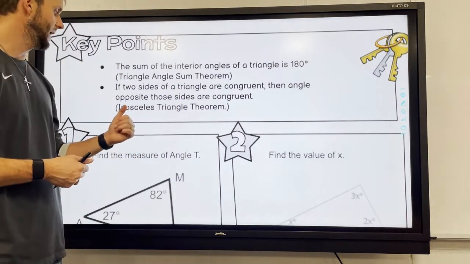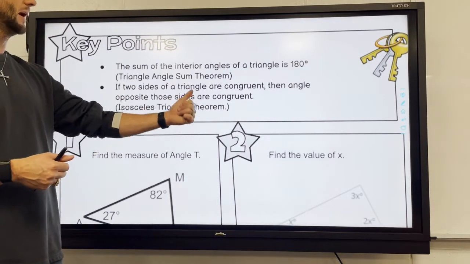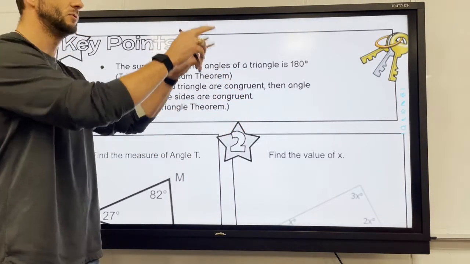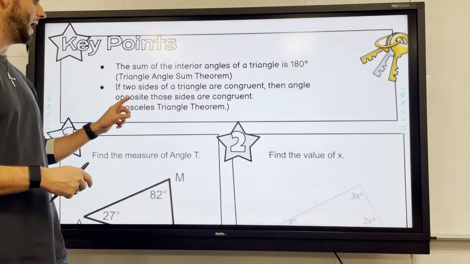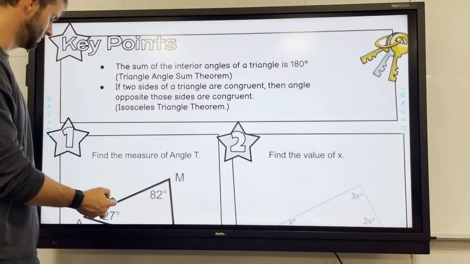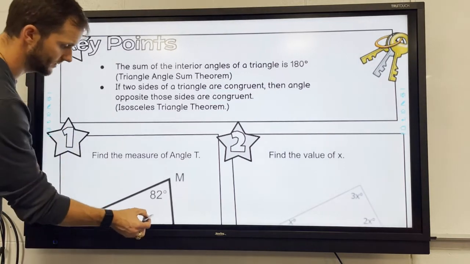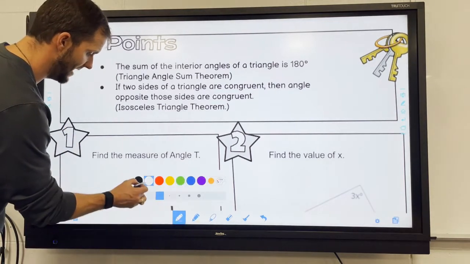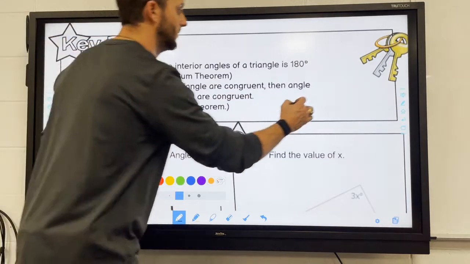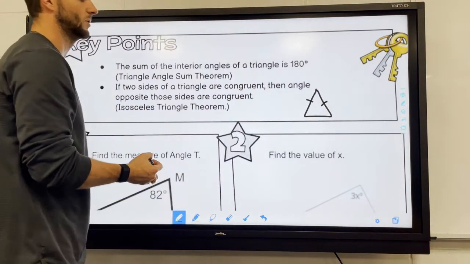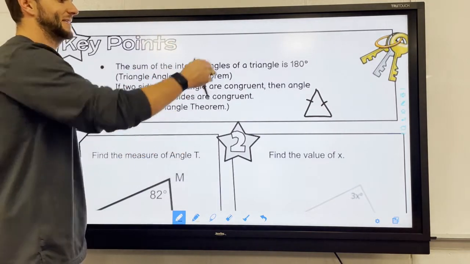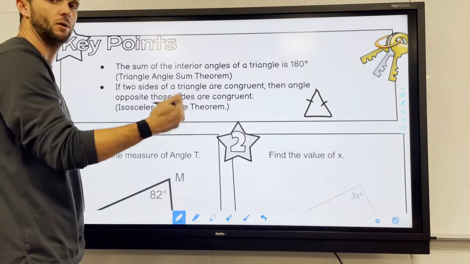The next thing we're going to look at is if two sides of a triangle are congruent, meaning if I have two sides on the triangle that are congruent to each other, equal, then the angles opposite of those sides are congruent to each other. To give you an idea of what this looks like, it's called an isosceles triangle. If I have a triangle and both of those sides are congruent to each other, I have two sides equal, the angles opposite of those sides are going to be congruent to each other.